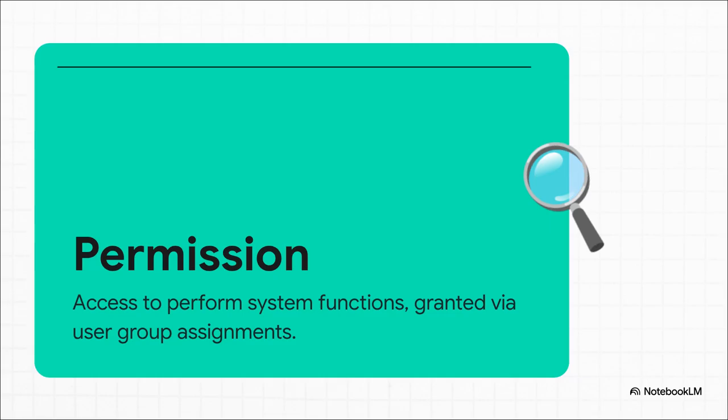And finally, we have the permission. These are the actual powers, the specific actions someone is allowed to take. And a permission isn't vague. It's a really specific function like create requisition or force cancel purchase order. These are basically the verbs of the system.